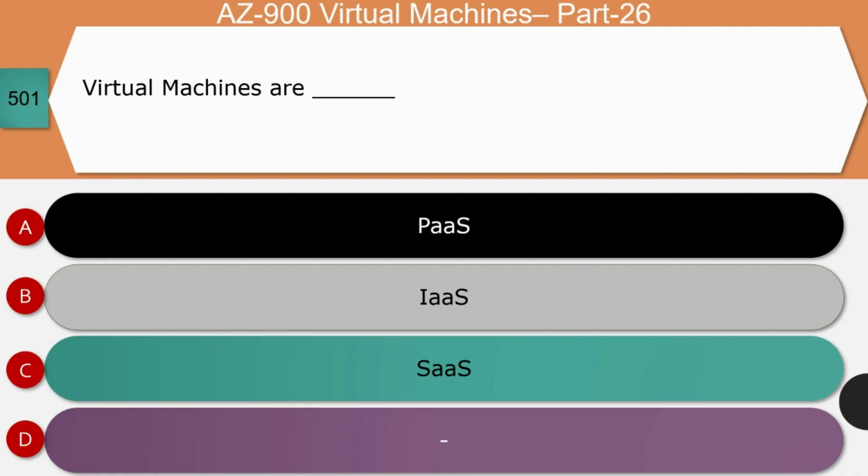First question, virtual machines are, is it PaaS or IaaS or SaaS? The right answer for this question is IaaS. VMs are nothing but hardware resources and are perfect examples of IaaS.